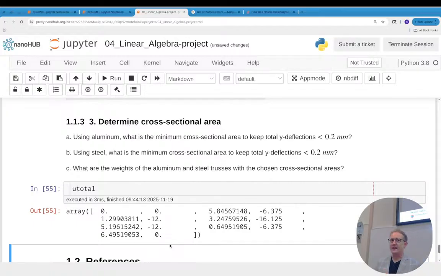So we have an answer. If we only have 0.1 millimeters squared, pretty small, pretty thin kind of truss structure. But what if we only want the max deflection to be 0.2 millimeters, so 200 micrometers? Then how do we figure out how much area we need to use?